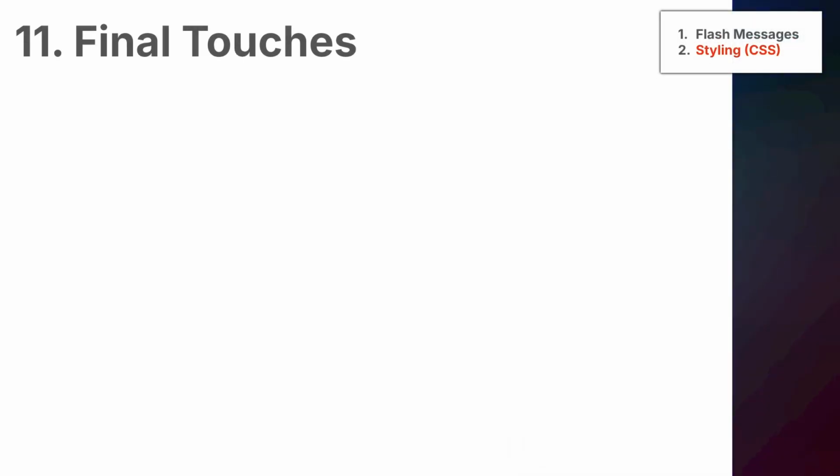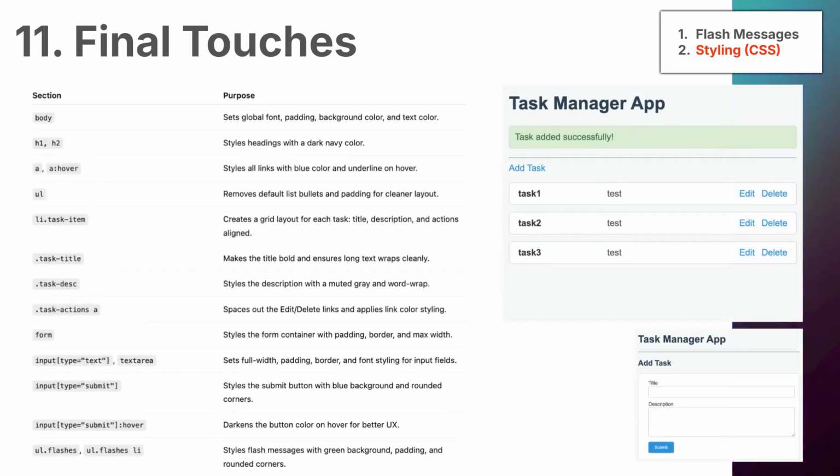Next, styling. We made these changes to improve UI and UX. Let's quickly walk through the detail. First, the body now has consistent padding, a clean sans serif font, and a light background color to improve readability and spacing across the entire page.